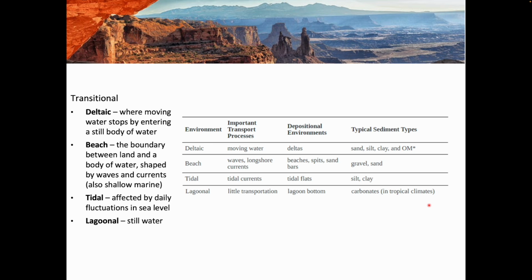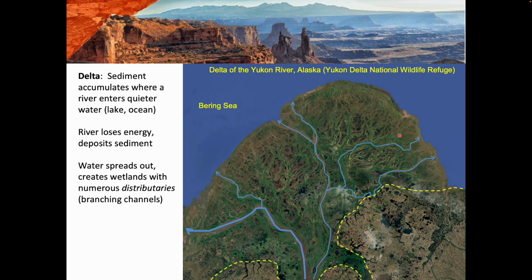In this chart, we can see a variety of different depositional environments and important processes and sediment types. OM in this case is organic matter. Let's start with deltas. I love a delta.